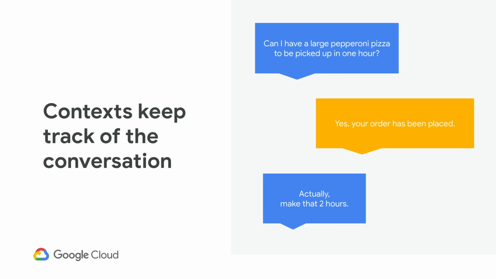Contexts allow the agent to keep track of where the user is at in the conversation. In the context of Dialogflow, they are also a means for an application to store and access variables mentioned in the dialogue. In this example of ordering pizza, if the sentence, "actually make that 2 hours," is said out of context, there is no way that the agent can know that the user is referring to the pickup time for the pizza order. The context in this conversation ensures that your Dialogflow agent knows that this request is related to the pizza ordering intent.